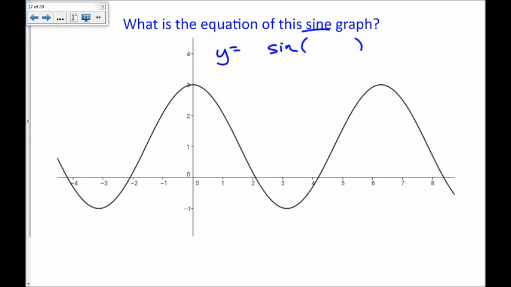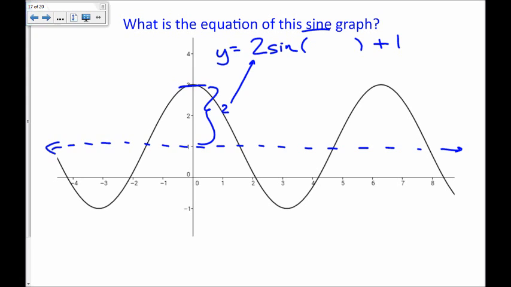Now the place that I start with this is vertically. So I look for the middle of the graph. The middle of the graph looks like it's right about here, and I draw a dotted line so I know where the middle of the graph is supposed to be. Now, the middle of the graph is a vertical shift. So being up 1 gives me a plus 1 at the very end of my equation. I next look at the amplitude. This distance right here is 2, and that gives me my amplitude, which goes right here at 2.